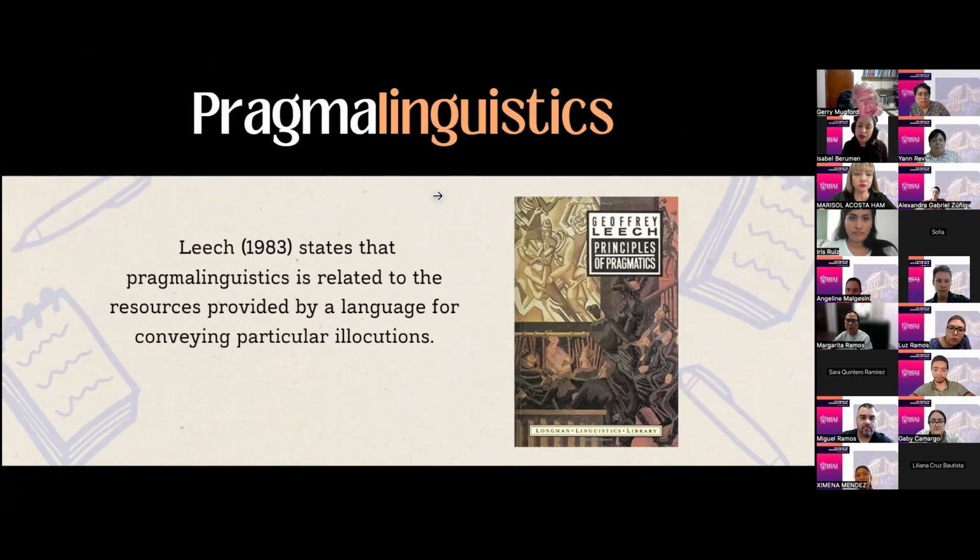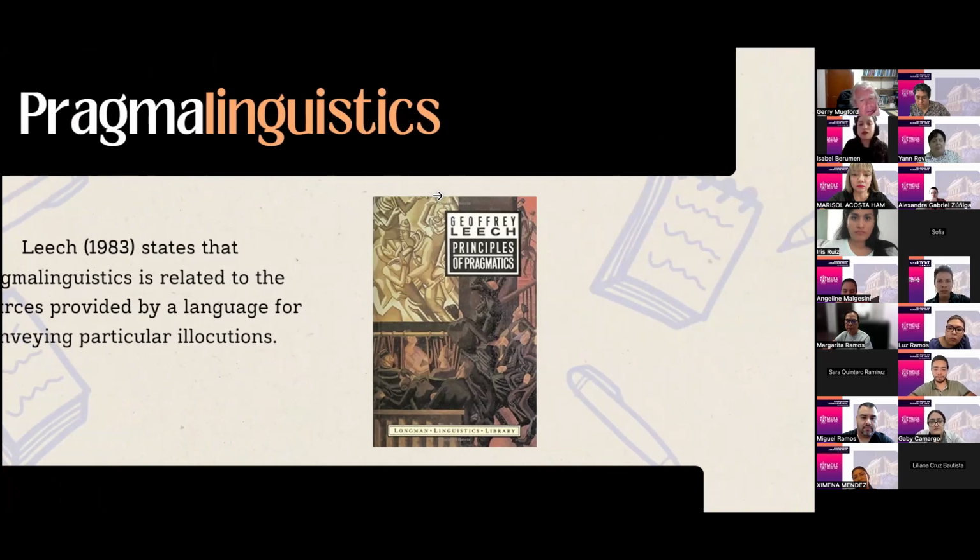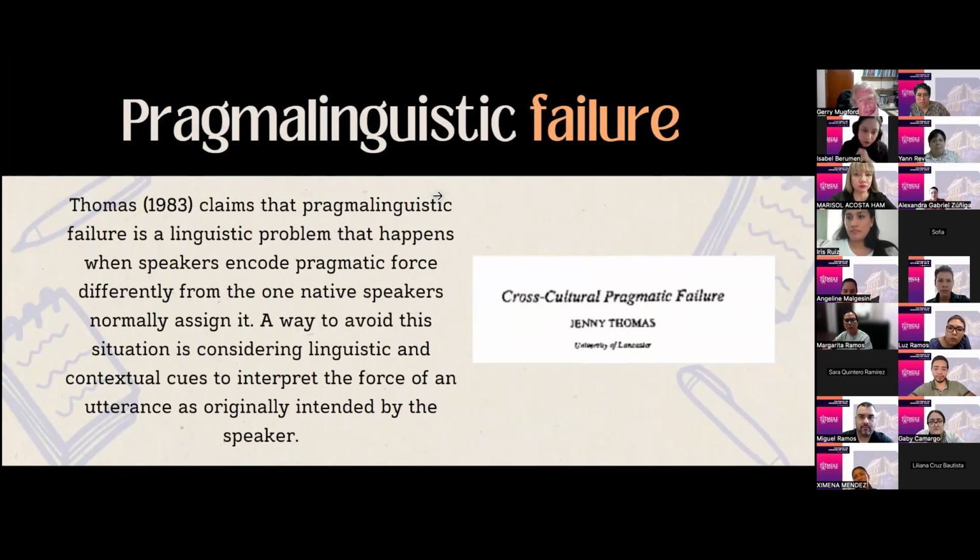And as well, pragmalinguistics, as I said, these are the resources provided by a language for understanding particular expressions, illocutions. And it's important to understand, for example, that directness and indirectness are these kinds of resources. And pragmalinguistic failure, as I said, is a problem. The problem is if you don't understand what a speaker originally intends, talking about L2. If you don't understand correctly, you misunderstand the message. So it's important to offer contextual cues so you understand what the speaker originally intended.